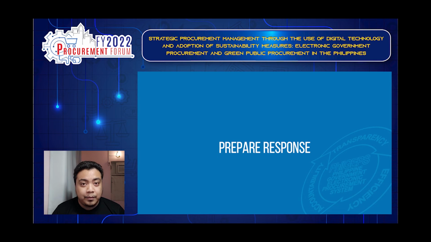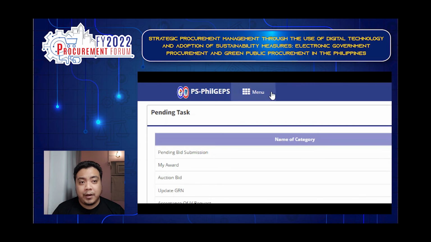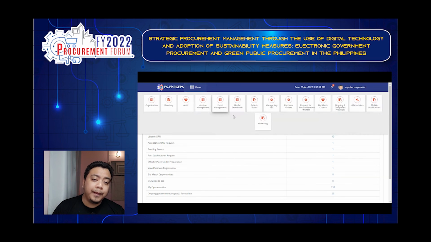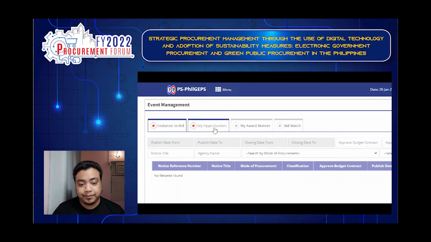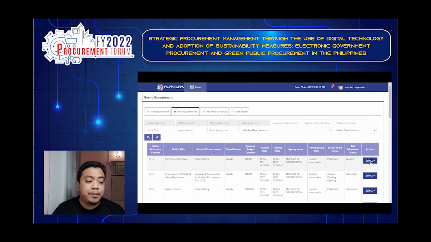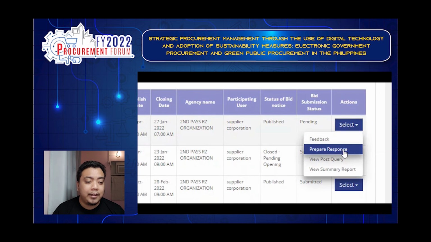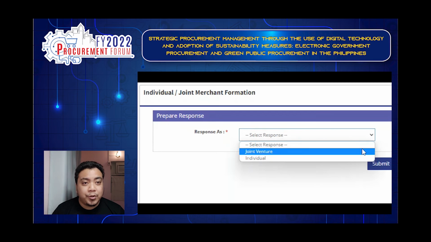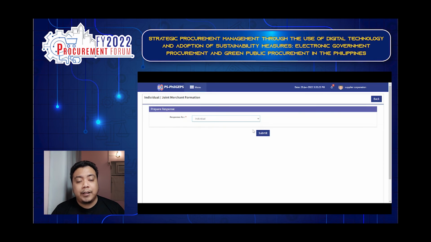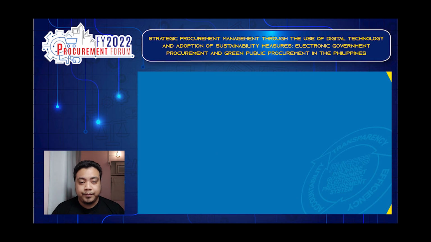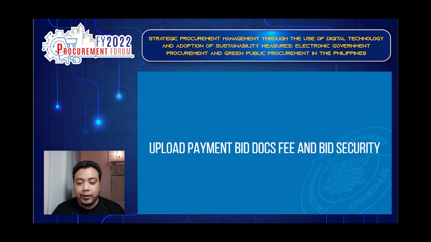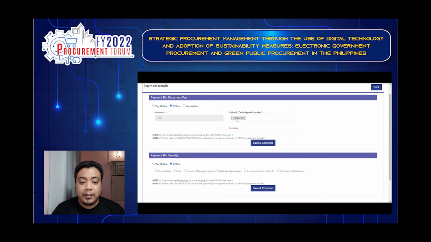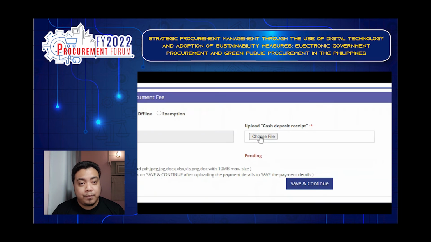So in preparation for the prepare response. So sa prepare response, again click the menu, then click the event management, and then click my opportunities, and then yung naka-pending na bid submission, just click the select button again, then click the prepare response. Then yung response, if it is a joint venture or individual, and then click the submit button. Then afterwards, we need to upload the payment bid docs fee at saka bid security.